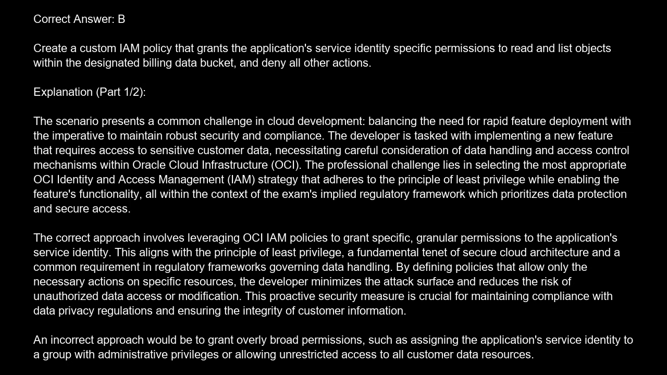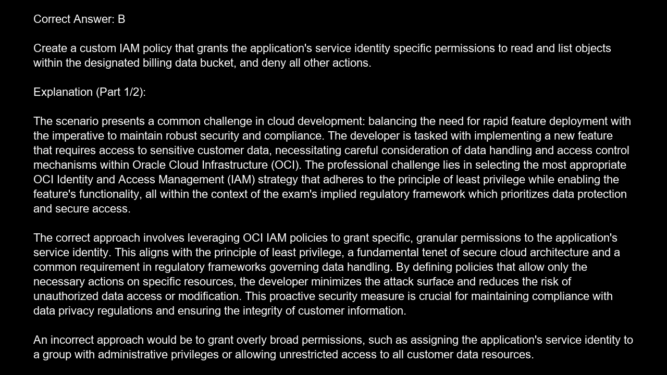The correct answer is B. Create a custom IAM policy that grants the application service identity specific permissions to read and list objects within the designated billing data bucket and deny all other actions. Explanation. The scenario presents a common challenge in cloud development, balancing the need for rapid feature deployment with the imperative to maintain robust security and compliance.